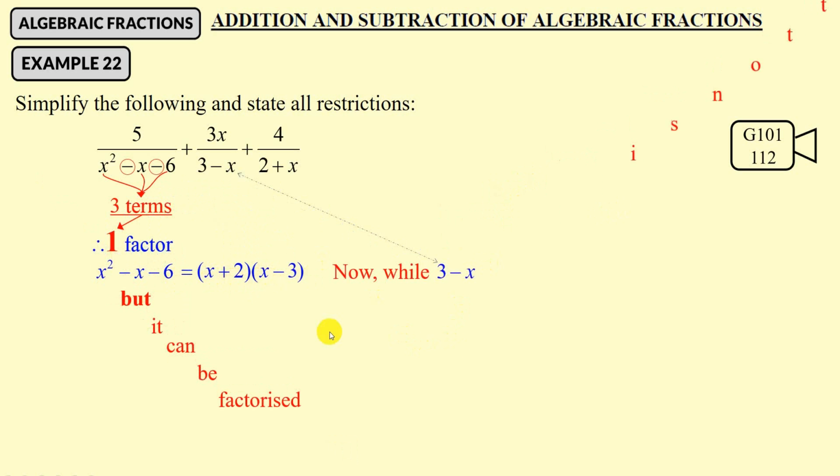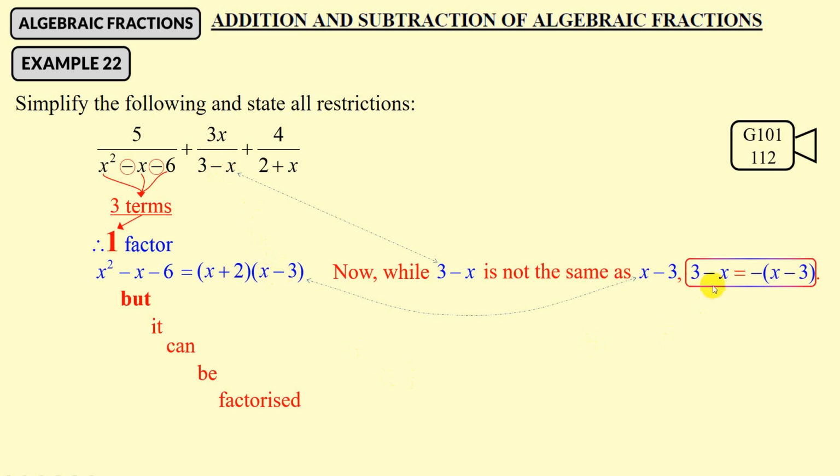Now also note that while 3 minus x is not the same as x minus 3, 3 minus x is equal to the negative of x minus 3. So that is the negative of that bracket. And, as I say, of course, x plus 2 and 2 plus x are the same anyway. So we're going to swap that around.